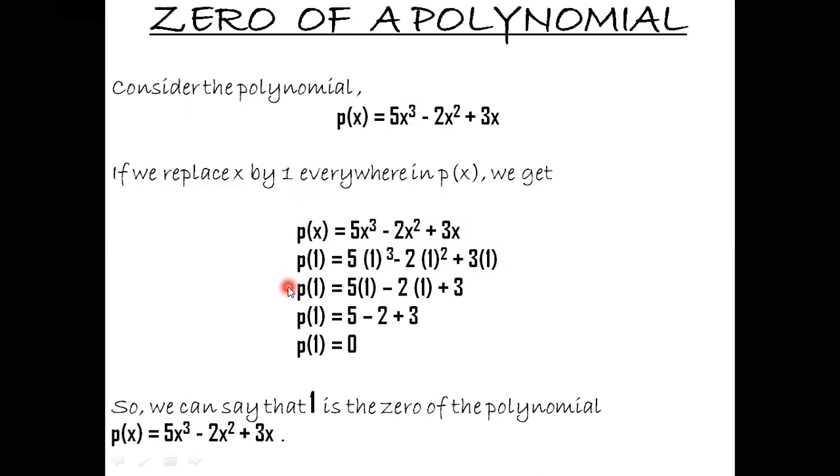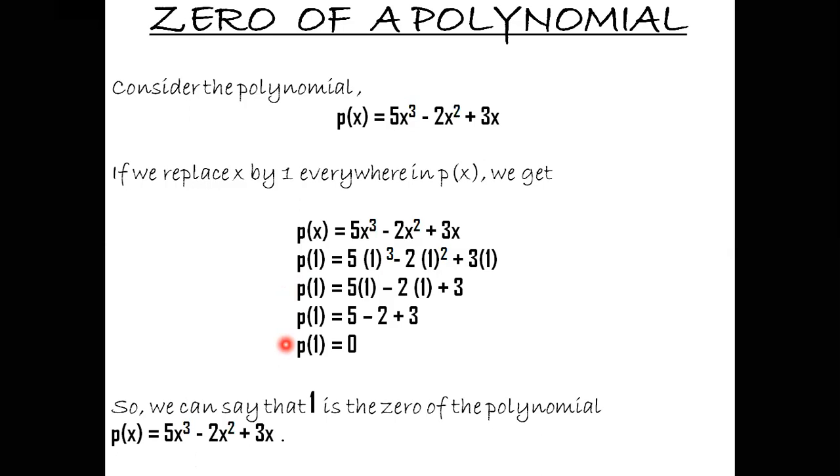And when you solve it further, on the last step you realize that the value of P of 1 is 0. Yes, the value of P of 1 is 0. That is, when you have replaced x by 1 everywhere in P of x, what are you getting? The answer is 0. So, we can say that 1 is a zero of the polynomial.